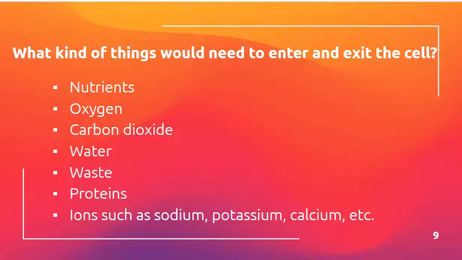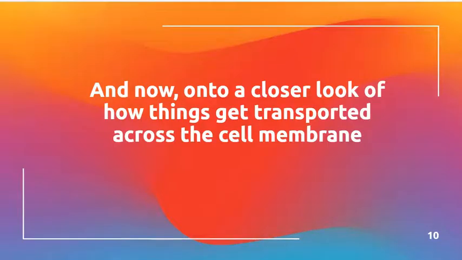So here are some things that might be trying to get in and out of your cell. Things like nutrients, oxygen, carbon dioxide, water, waste, proteins, and some other ions or elements like sodium, potassium, calcium, things that maybe you're used to seeing on nutritional labels, right? Okay, so these are things that might need to enter and exit our cell, okay? And so let's look at how these things actually get across the membrane.